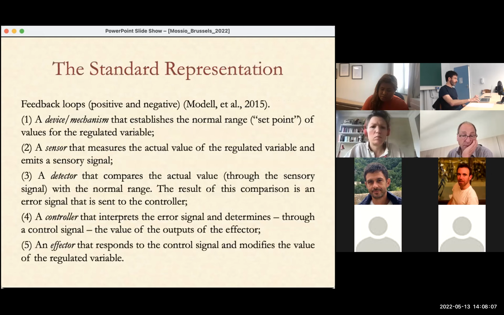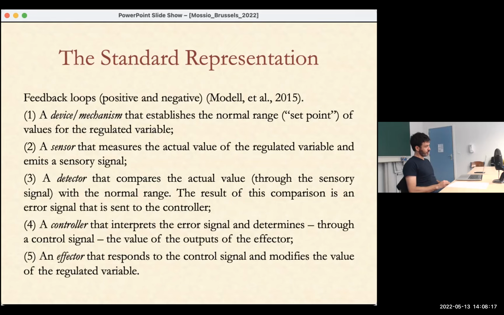That's the plan. We started with what could be called the standard representation of glycemia regulation. There is an entire literature based on feedback loops, using both positive and negative loops. We tried to make a sort of synthesis of most papers, so it's a general representation of the main ideas. We are particularly referring to one review paper by Modell and collaborators, which is called, if I remember correctly, A Physiologist's View of Homeostasis. So, how this idea is applied to physiology when modeling glycemia.